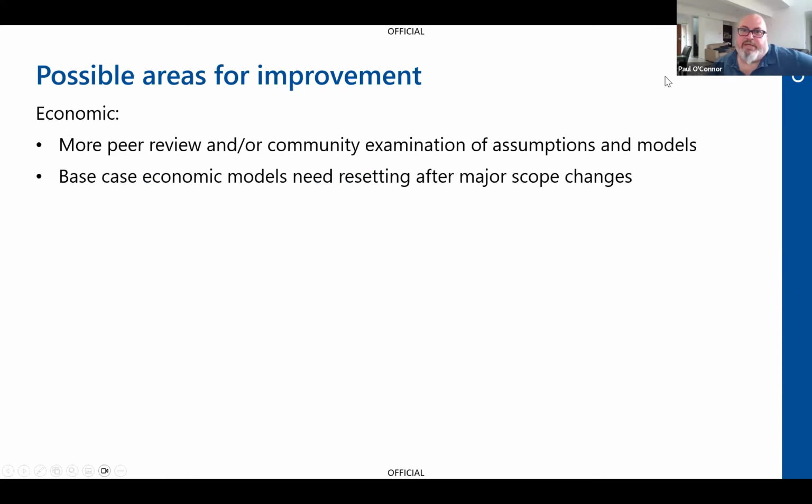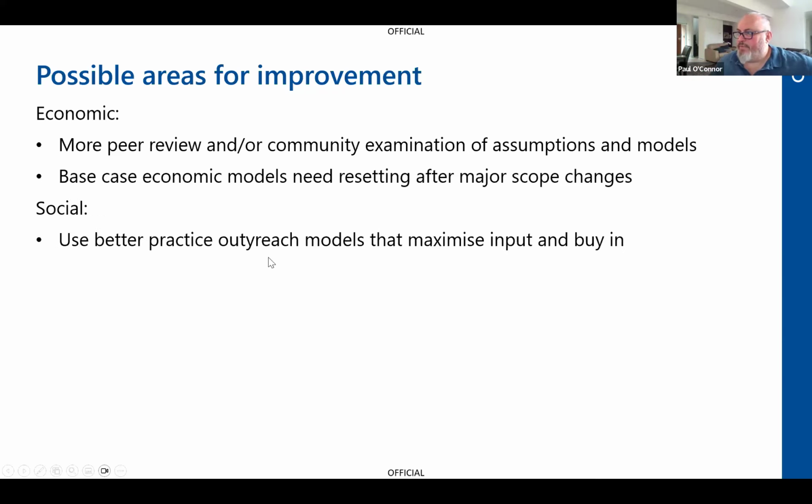I think that base case economic models need to be reset after there's any major scope changes. I don't see any evidence of that occurring at the moment. So I think perversely we continue going down a track, even though we've extinguished all the benefits and we're now spending 120% more than we expected, pretending that the project is the same project. That's a different project. That's not the same project. But we don't reset any of the economic stuff after that.